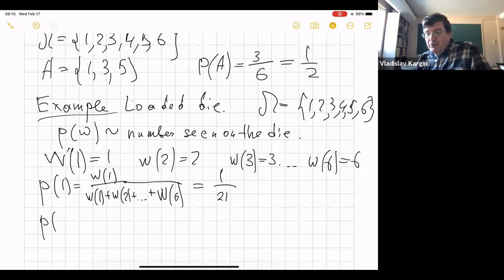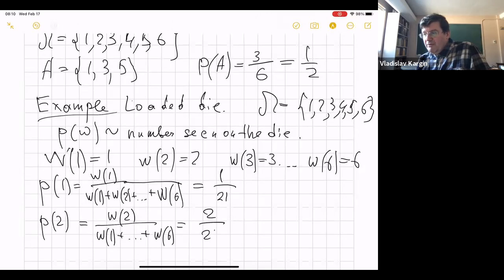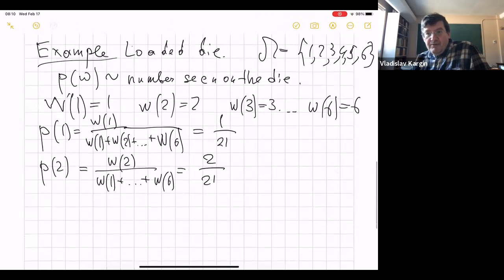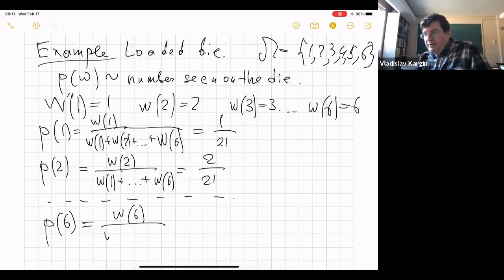For the probability of 2, you get the same thing: the weight of 2 divided by the weight of 1 plus and so on plus the weight of 6. In this case, it will be 2 divided by 21, and so on. In this way, we get what we wanted: probabilities which are proportional to the number on the die. So the probability of 6 will be 6 divided by this sum.